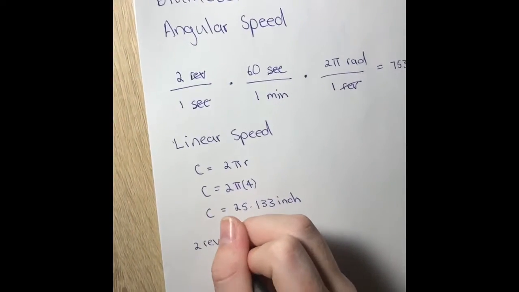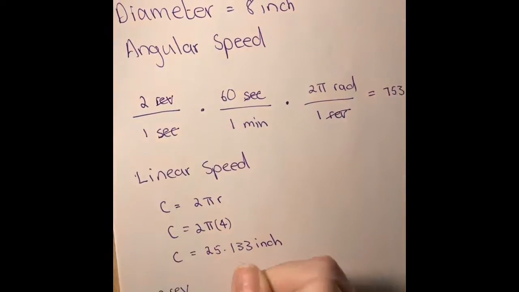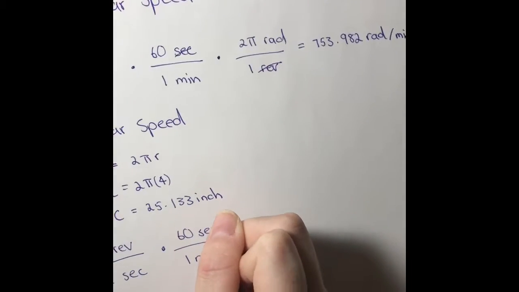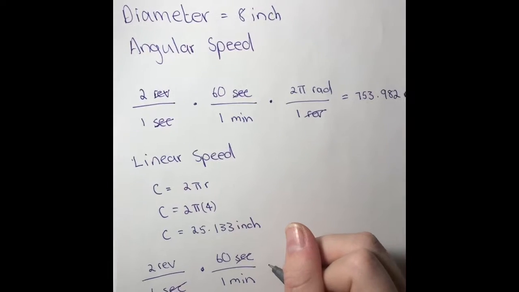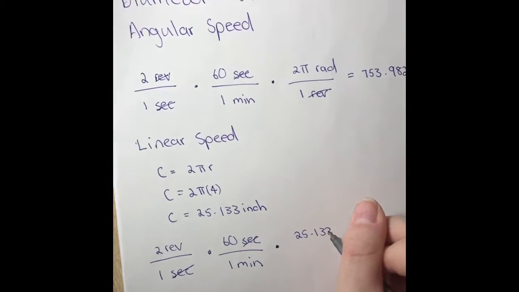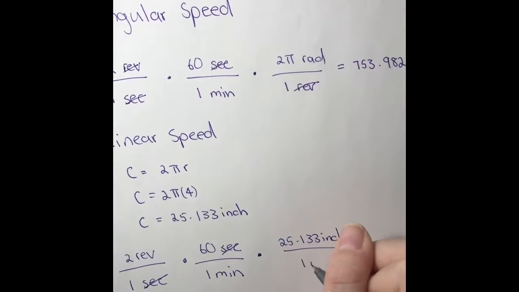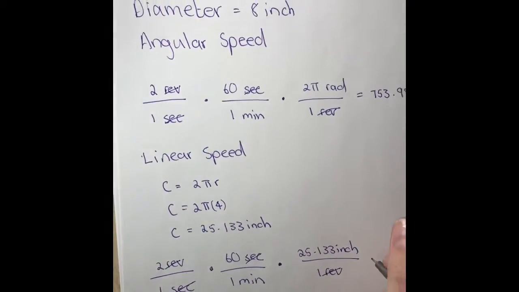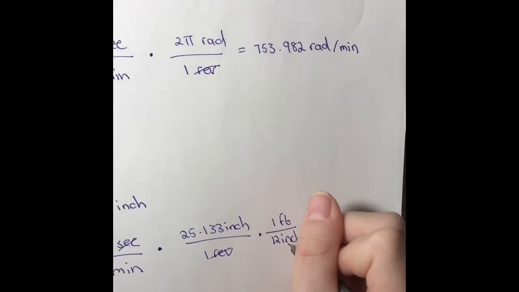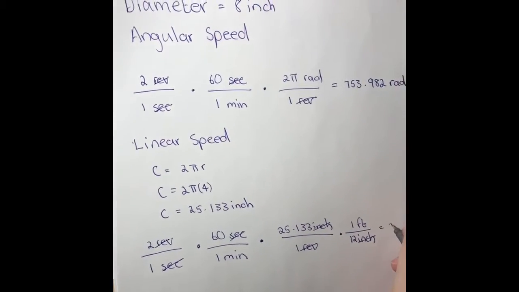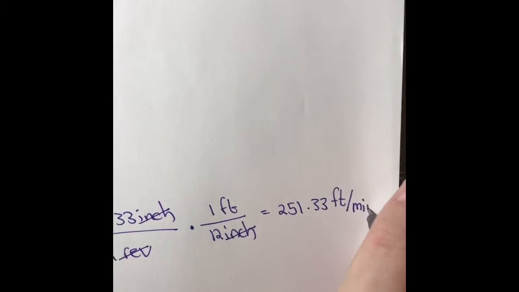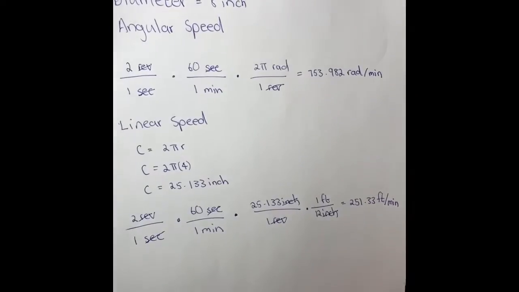So again, 2 revolutions in 1 second times 60 seconds in 1 minute to cancel my seconds to get to minutes, then times my circumference, which is 25.133 inches over 1 revolution to cancel my revolutions, and then times 1 foot over 12 inches to get it in feet, and that's going to equal 251.33 feet per minute. And that's my linear speed and my angular speed.